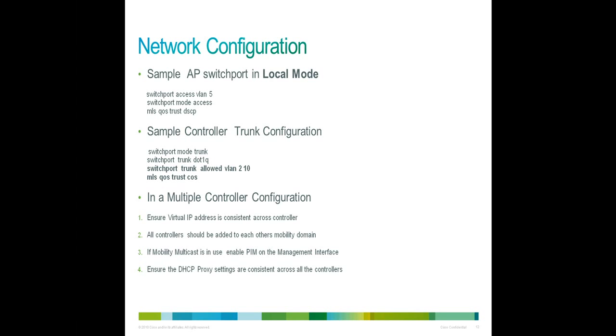Besides this, from a multiple controller configuration point of view, ensure that you have the virtual IP address consistent across all the controllers, and all the controllers should be in each other's mobility group. Also, if you plan to use mobility multicast, ensure that multicast is enabled on the router as well as PIM is enabled on the management interface. Another thing that I've seen in a multiple controller environment, which breaks the roaming aspect between controllers, is the DHCP proxy settings. So ensure that this is also consistent across all the controllers.